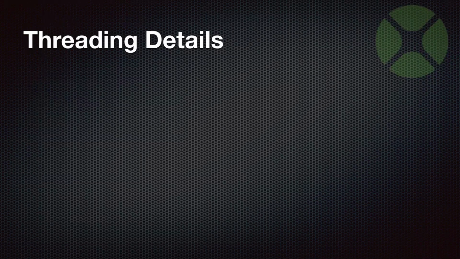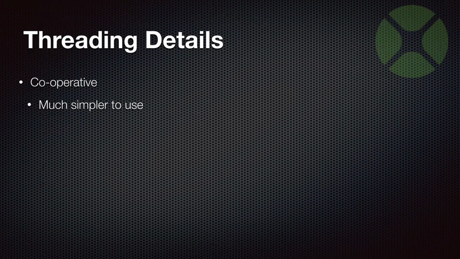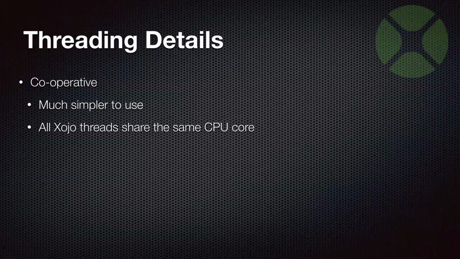So a little bit more details about threading. The threads are cooperative. So this means they are much simpler to use than other types of threading, which is often referred to as preemptive threading. With cooperative threading, you don't have to think about a whole lot, and you can just code up your stuff like I described earlier, and it'll kind of just work. The downside of cooperative threads is that they all are going to share the same CPU core. So you're not going to be able to spin out a bunch of threads and run them across all the CPUs that you have in your system.